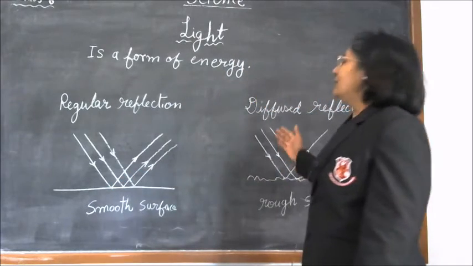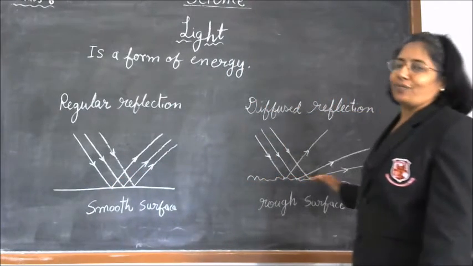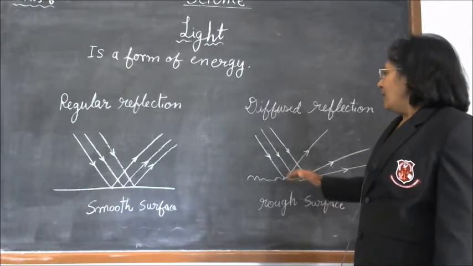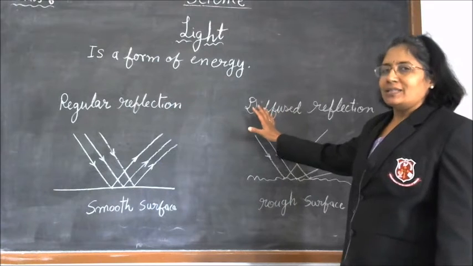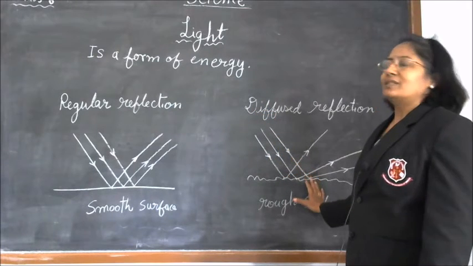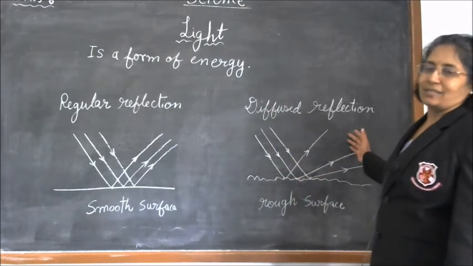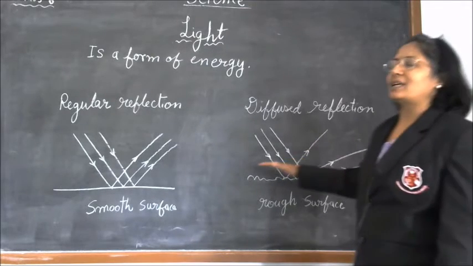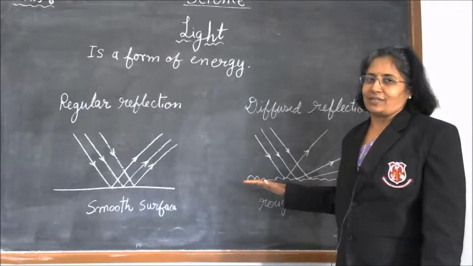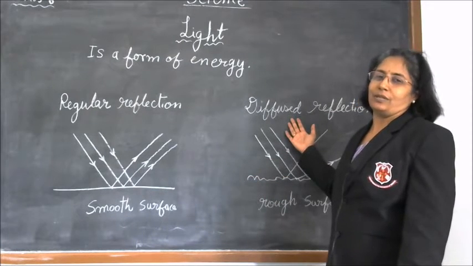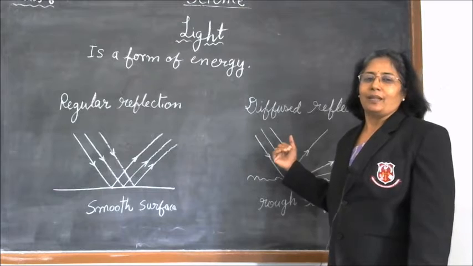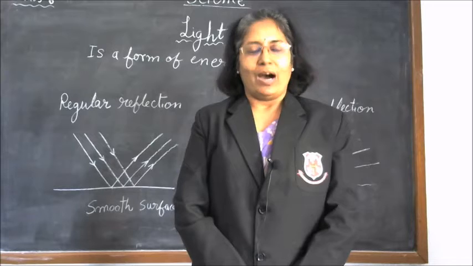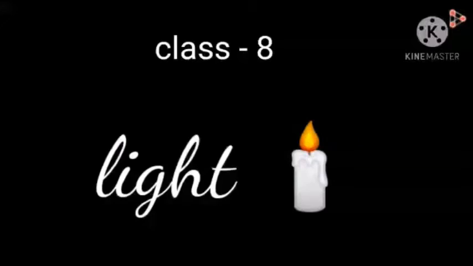Whereas when a surface is rough, such as a wall or wooden surface, the beam of light or incident rays falling on the surface will get dispersed. They will not be parallel to each other. Then we cannot see any image on the surface. This is called diffuse reflection. Let us see more about reflection, how this phenomenon works.